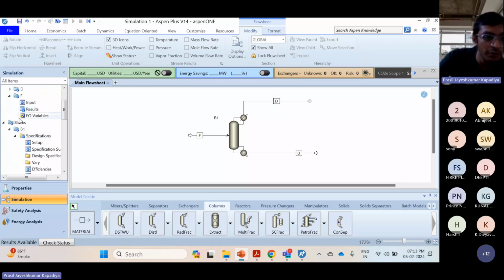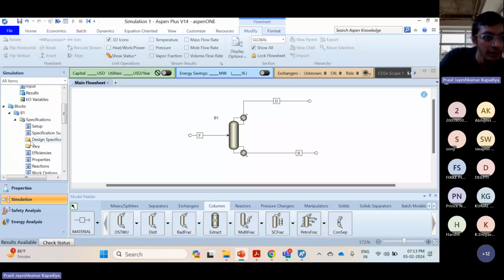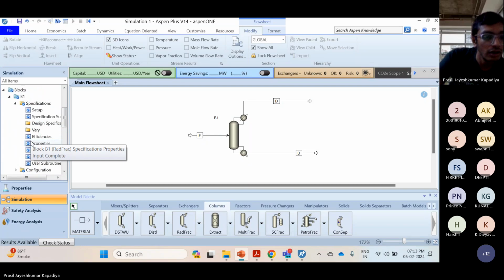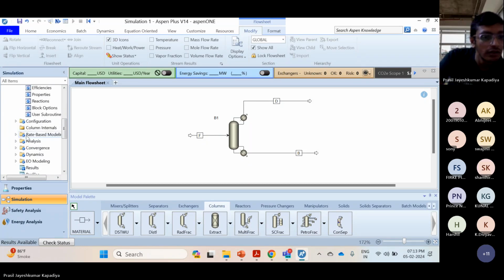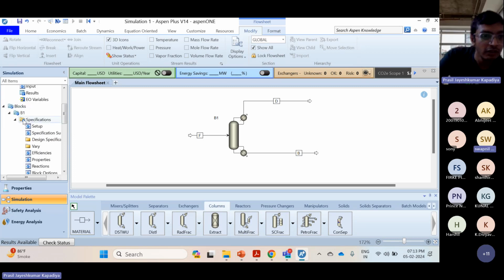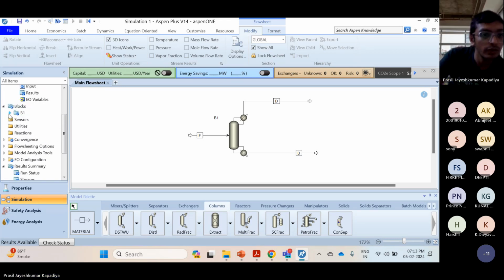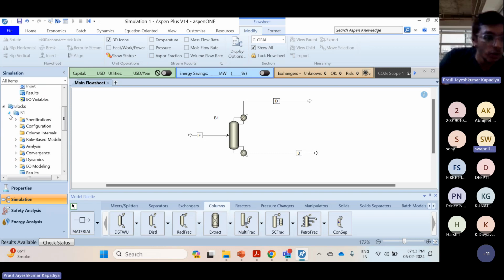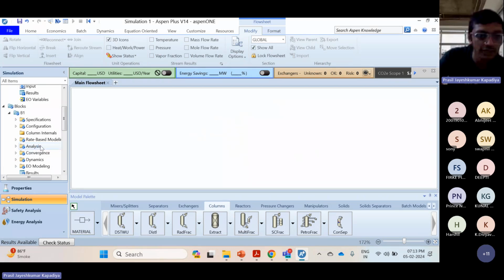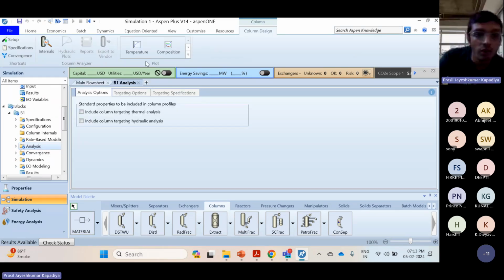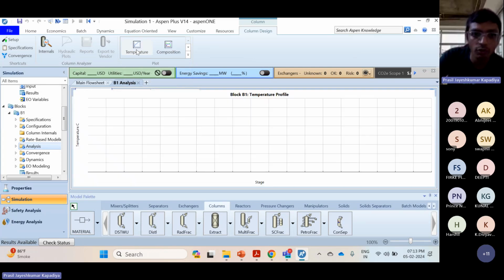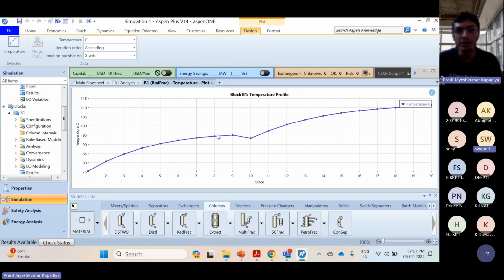Go to this block B1 part. Wait, I will show you. In B1, block B1, go to analysis. What do we need? We need temperature profile. So I will just click on temperature from top. So this is the temperature that we are getting. Temperature profile.